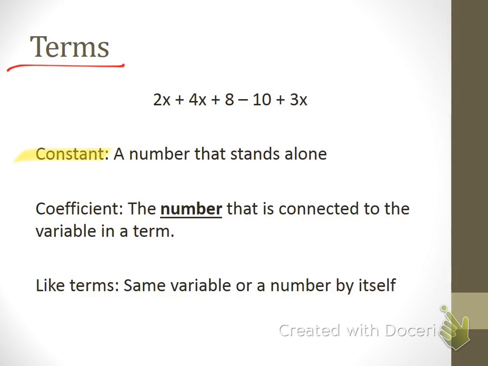Our first term is what we call a constant, and that is a number that stands alone. Our second term is a coefficient. That's the number part that's connected to the variable in a term. So it has to have a variable, but it's only the number part that's called the coefficient. And then the third term is what we call like terms. These have the same variable or they're a number by itself. This is important because when I'm simplifying expressions, I can combine my like terms.